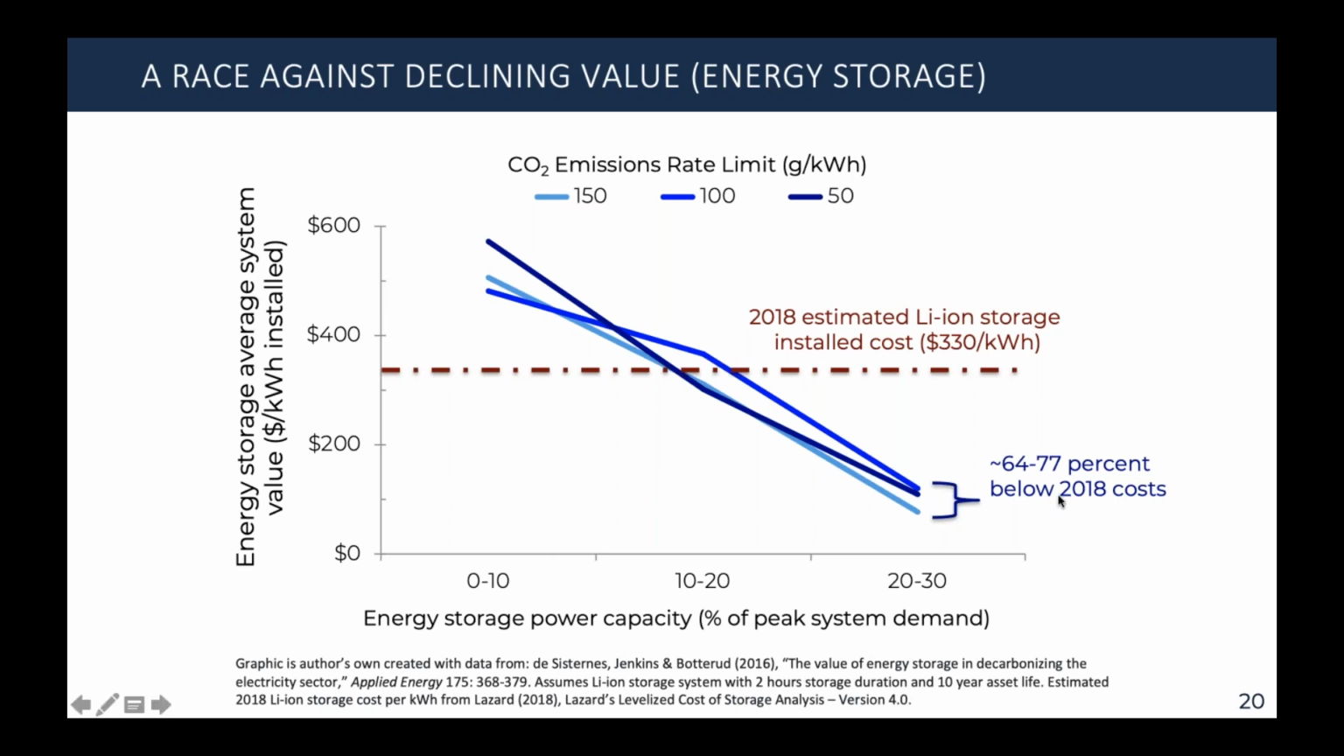And so to reach 20 to 30% of peak demand, which is sort of the scale at which we have open cycle gas turbine or simple cycle gas turbine deployment in the US today, we would need to see solar and lithium ion costs continue to fall on the order of 65 to 75% below 2018 costs. Again, that's not impossible. Solar, wind, and storage costs are expected to continue to fall. The question is how rapidly will cost decline relative to value?